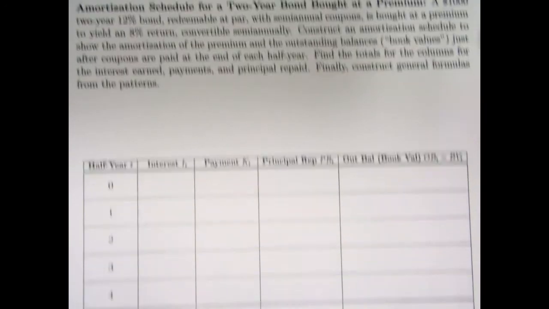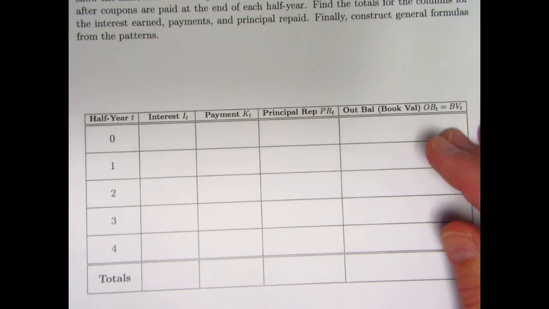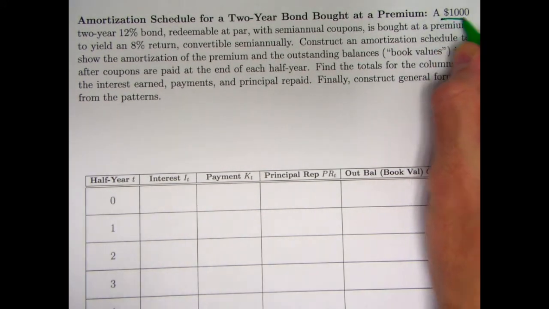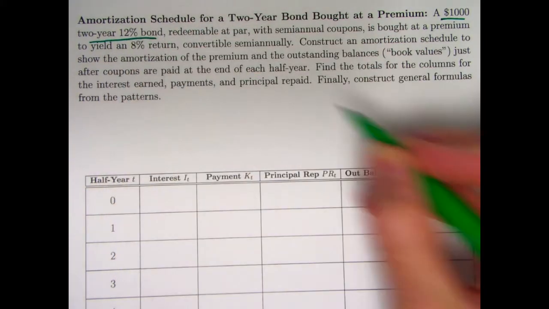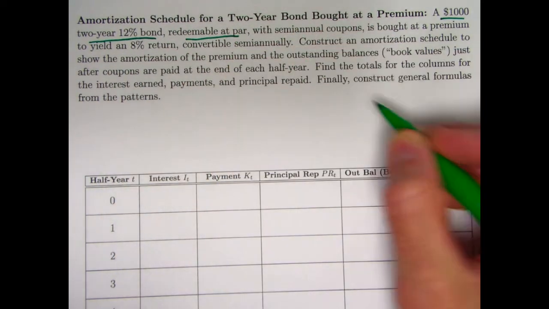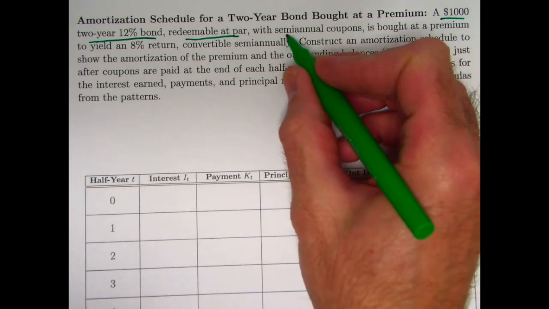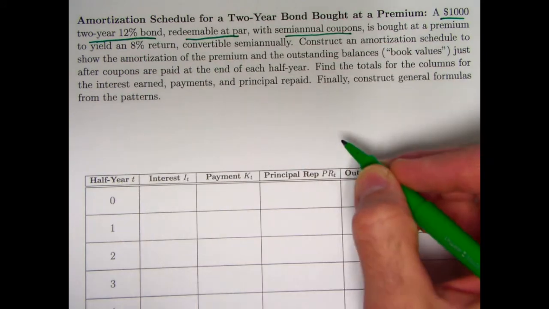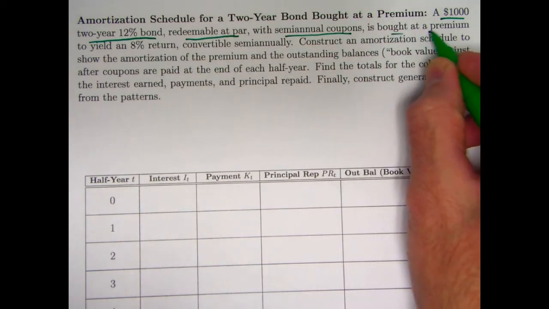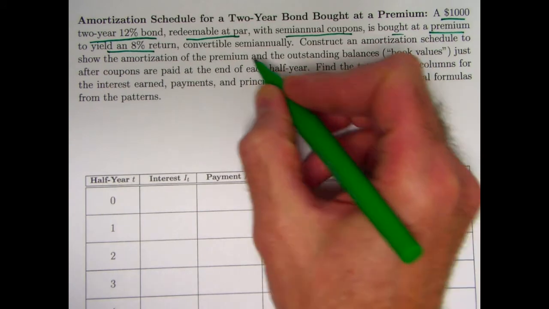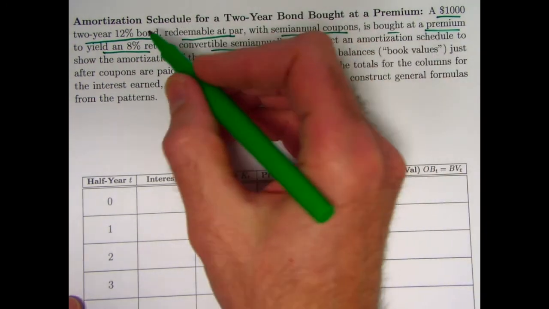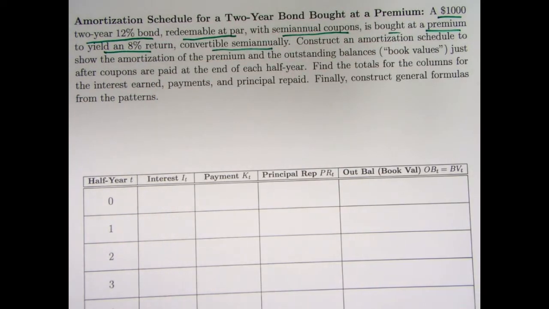So here's the problem description, and down here you can see the table already pre-made to a certain extent to save some time. Made this up here. We've got a $1,000 2-year 12% bond, redeemable at par, the face value $1,000, with semi-annual coupons. This is the coupon rate. As an annual rate, 6% would be the semi-annual rate. It's bought at a premium to yield an 8% return convertible semi-annually. It's bought at a price higher than the redemption amount. That will happen whenever the coupon rate is higher than the yield rate.